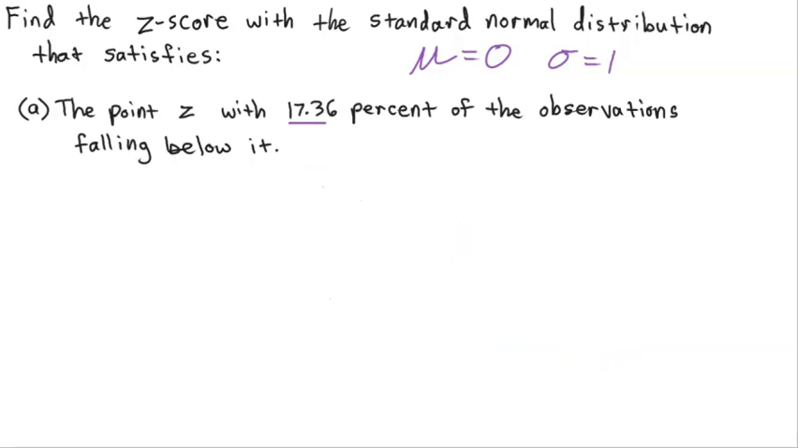So the first thing you have to do is convert the 17.36% into a proportion, which is very simple. You just move the decimal point over 2 places. But if you're not sure how to convert it, you divide by 100. So we'll take our 17.36 and divide by 100, and that gives us 0.1736. Okay, and this is what we're going to need. We're going to look up the proportion that's 0.1736 that is below or less than.